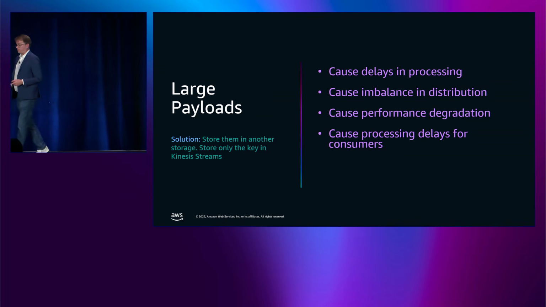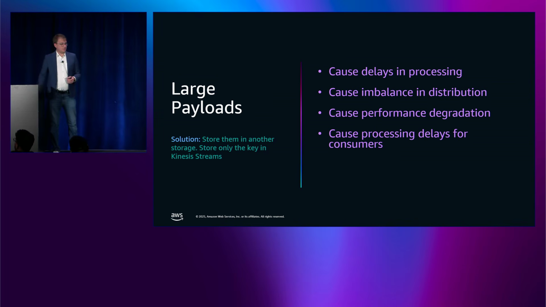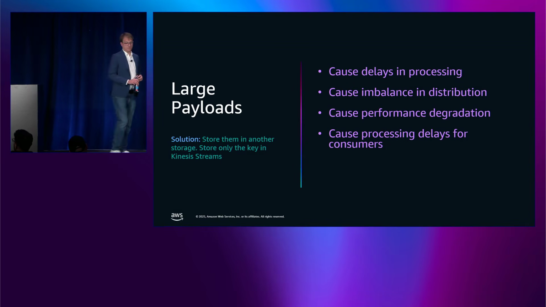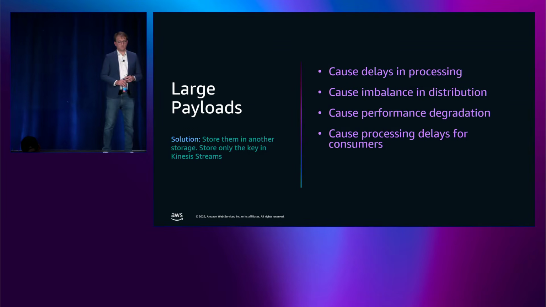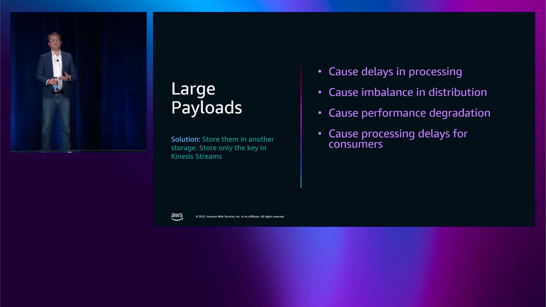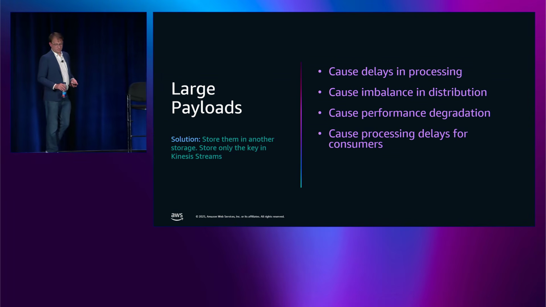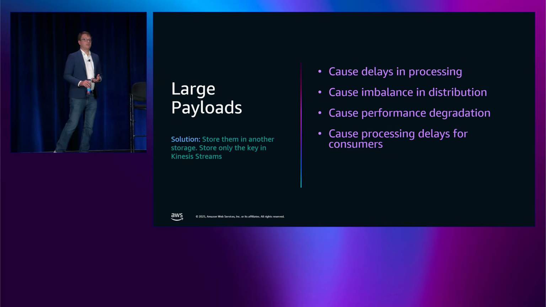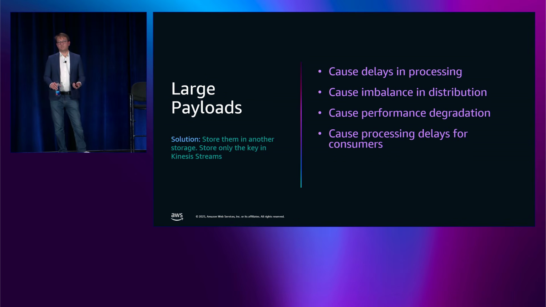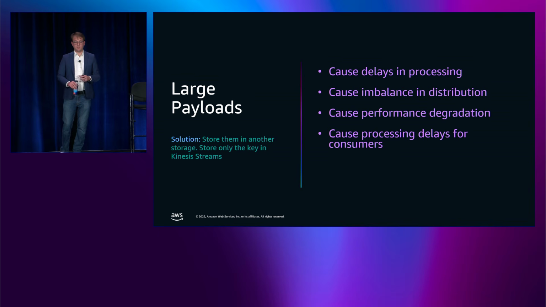The next thing that customers have had challenges with is large records. So a large record, if you needed to ingest data that was larger than a megabyte, typically what you would do is you would store it in another data store, say S3, and then you would store a pointer in your data stream to that record, and then your consumer would understand when it sees this pointer, it has to go and fetch the record.